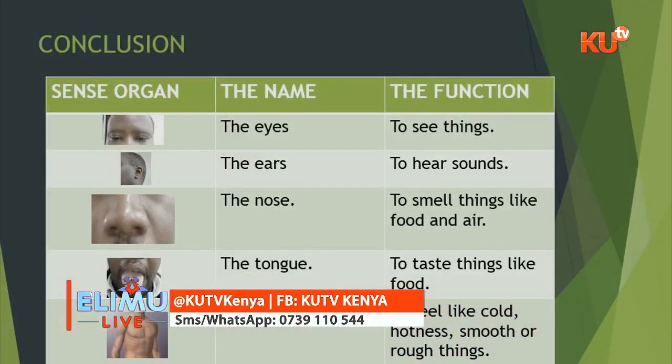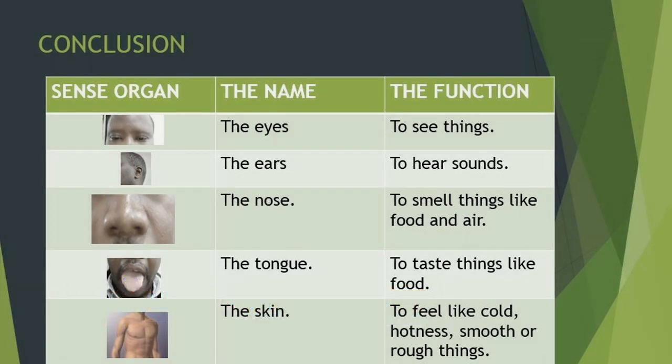Let's go to the next slide to finalize in our conclusion. We see each of them. We have the sense organ, the first one, the eyes, and we said the function is to see things. Number 2, we have the ears, whose function is to hear sounds.